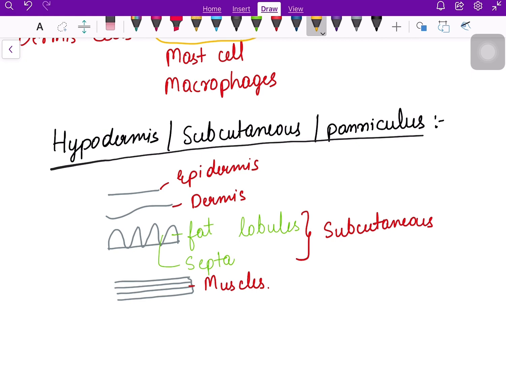Then coming to the last layer, known as the hypodermis, also known as the subcutaneous or panniculus layer. Here I have drawn a picture to understand the subcutaneous layer. This is the epidermis, under it is the dermis, and next comes the subcutaneous layer. The subcutaneous layer consists of septa and fat lobules. Under the subcutaneous layer, there are muscles, which connect to the subcutaneous layer directly.